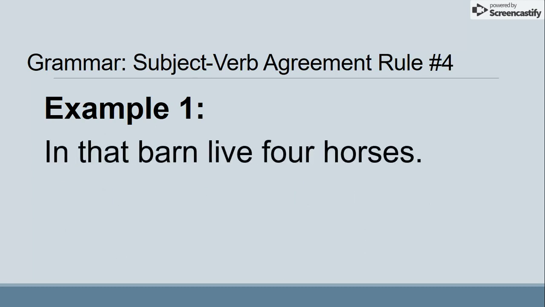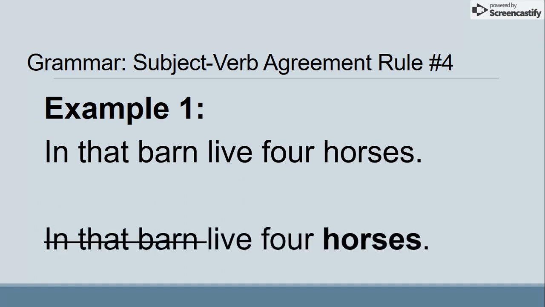An inverted sentence is going to have the subject at the end. And we don't see this a lot. We don't hear it spoken very often, but we will see it in some writing. So here's how that traditional sentence from our previous example could be inverted. In that barn live 4 horses. We have to be careful with this sentence. Our subject is still horses, but this sentence has been inverted. It's been arranged in a backwards order from what we're used to. So we have to make sure that we find the correct subject and the correct verb to go with it.